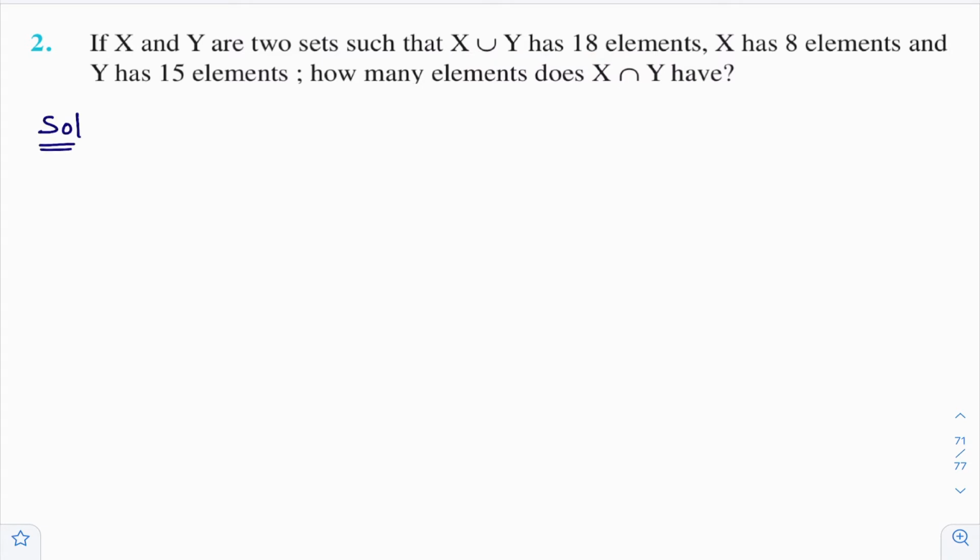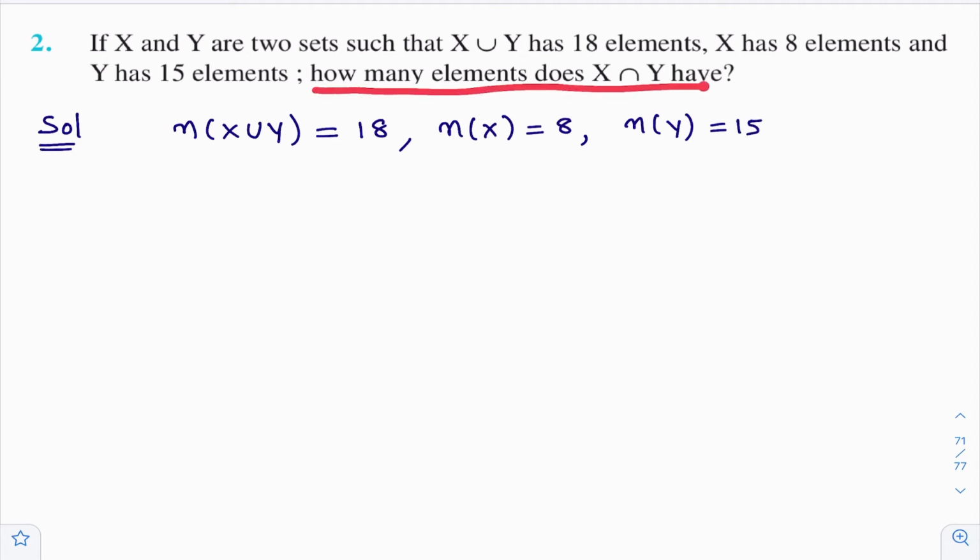I can write that N of X union Y equals 18, and X has 8 elements, that means N of X is 8, and Y has 15 elements, that means N of Y equals 15. And what they are asking, how many elements does X intersection Y have? That means we need to calculate N of X intersection Y. This is what we need to calculate.